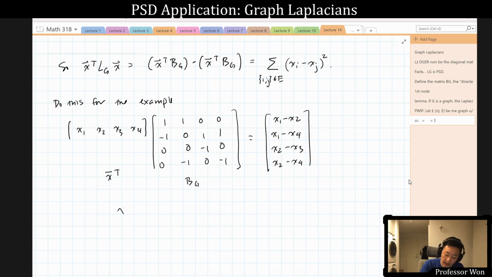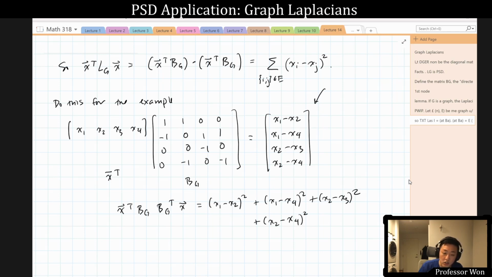And of course, now if you take x transpose BG, BG transpose x, you'll just get the dot product of this with itself, which is exactly this sum of squares where the terms are given by xi minus xj, where i, j are edges in the graph. Okay, and of course here, if you chose a different direction for each edge, you would get x2 minus x1 instead of x1 minus x2. But x2 minus x1 squared is the same thing as x1 minus x2 squared. A squared is the same thing as negative a squared, right?